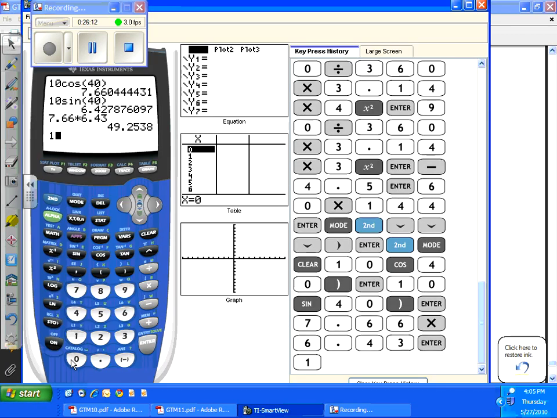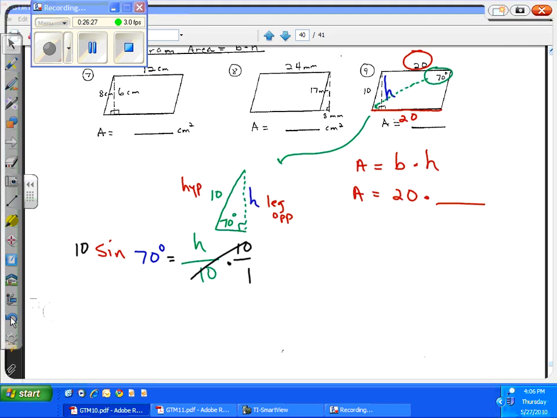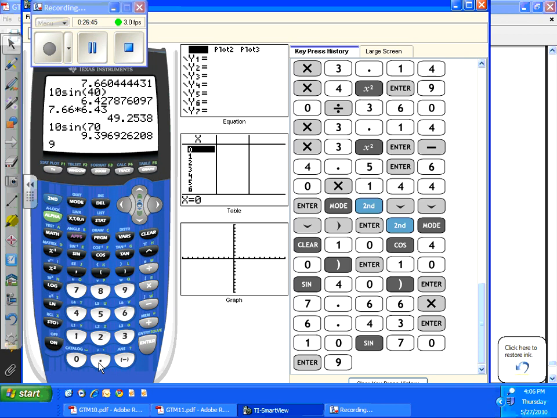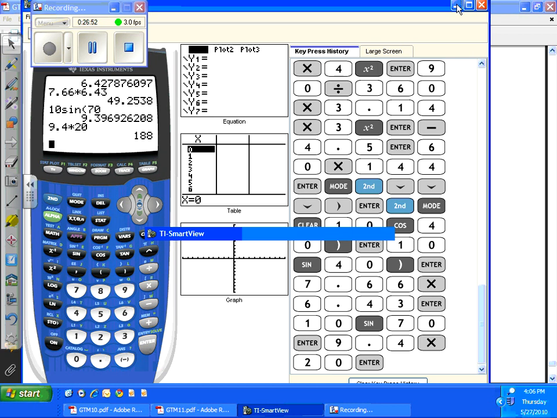We can go to the calculator. 10 sine 70. Should have closed it, but it's still going to be the same. 9.4 rounded. And so the height is 9.4. So we multiply and get our area. 9.4 times 20. We could have just said times 20 without rounding. 188.